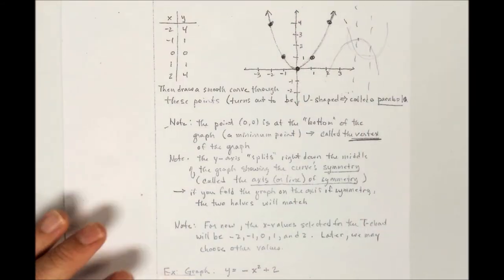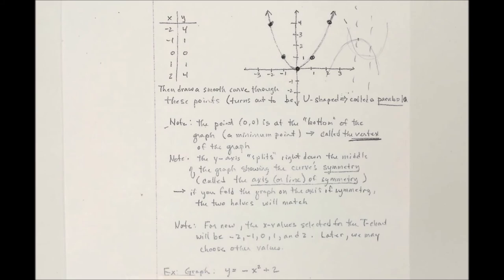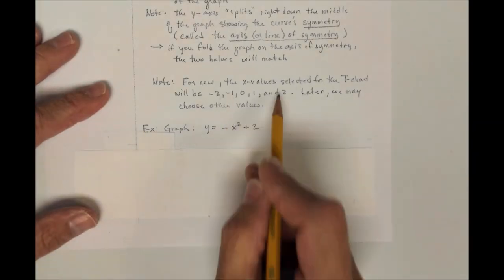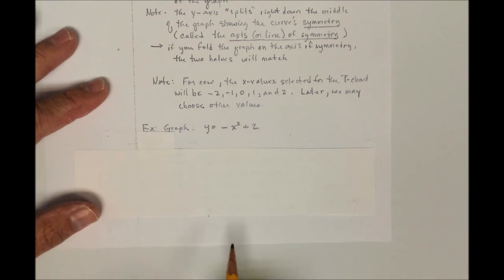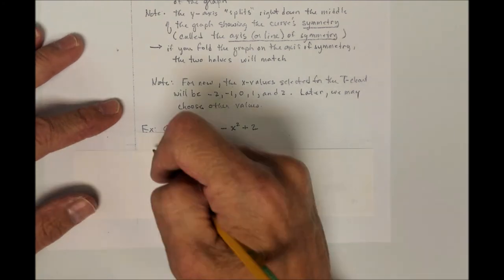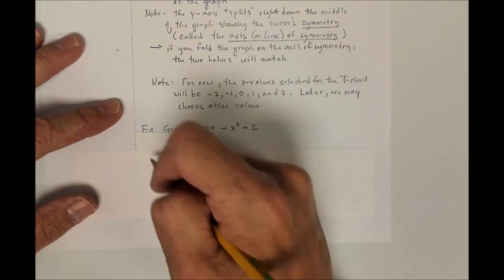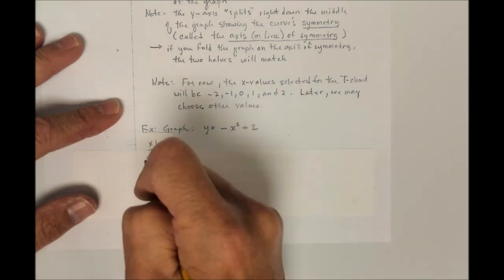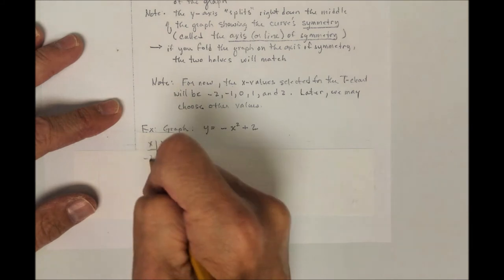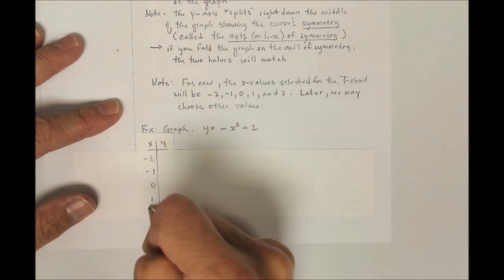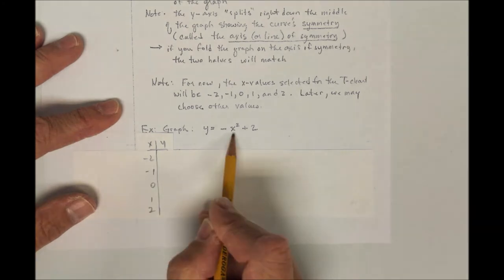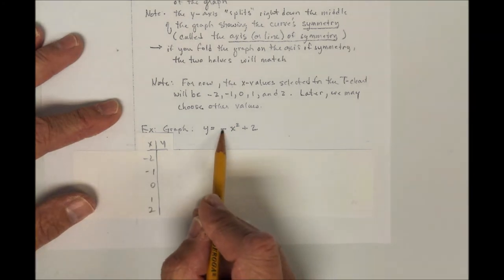So we're going to try one example here, and we're going to make a t-chart. We're going to plug in some x values and see what the graph looks like. So first things first, let's make a t-chart, x and y. We're going to use negative 2, negative 1, 0, 1, and 2. And I'm going to have to be very careful, because this is not the negative x that's squared. This is the opposite of x squared.